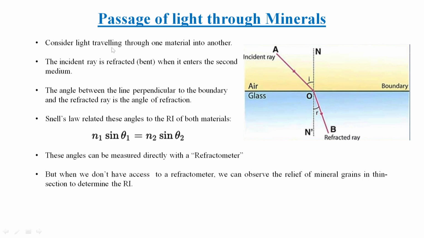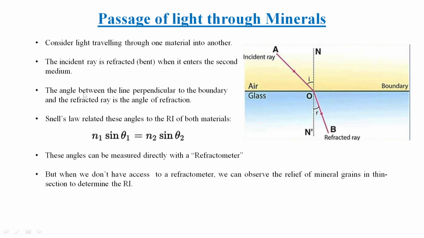So consider light traveling from one material to another, like in this figure. The incident ray gets refracted, or bent, when it enters the second medium. For example, you are transitioning from air to glass, simply like what we do in an optical or petrological microscope, where your light comes from the bottom and enters the glass slide and gets refracted. Why? Because of the presence of the mineral on the glass slide.